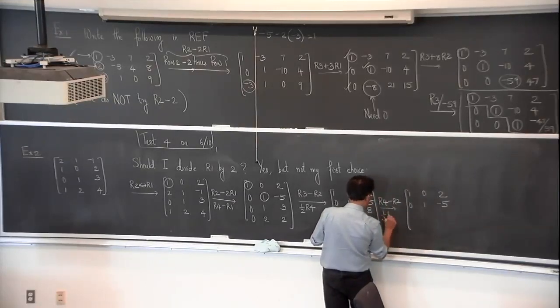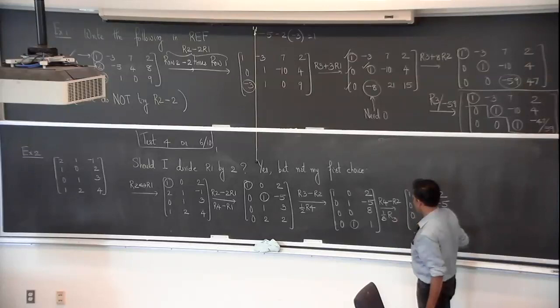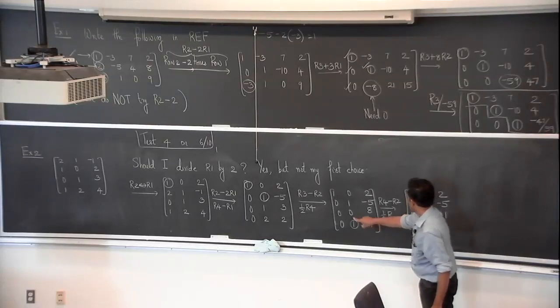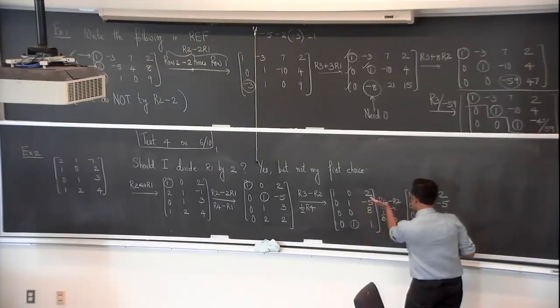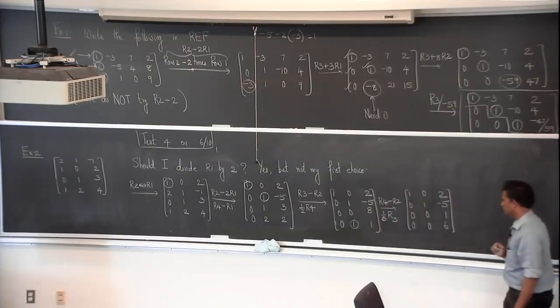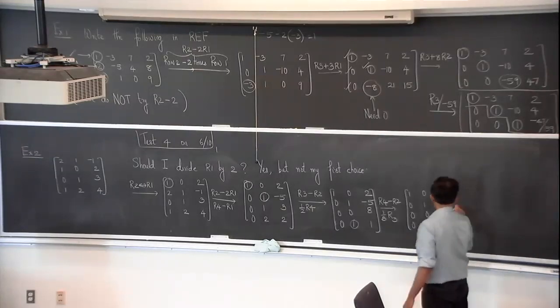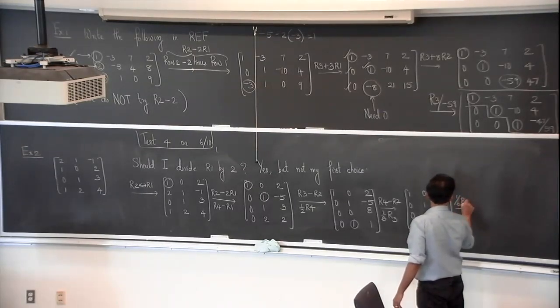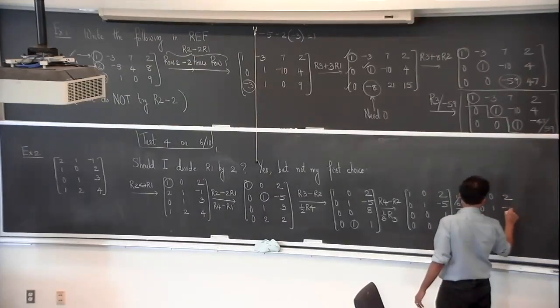Okay. You don't have to wait for another step to do that. 1/8 R3 and R4 minus R2 is 0, 0, 6. We'll do a 1/6 R4, 1, 0, 2, 0, 1, -5, 0, 0, 1, 0, 0, 1.